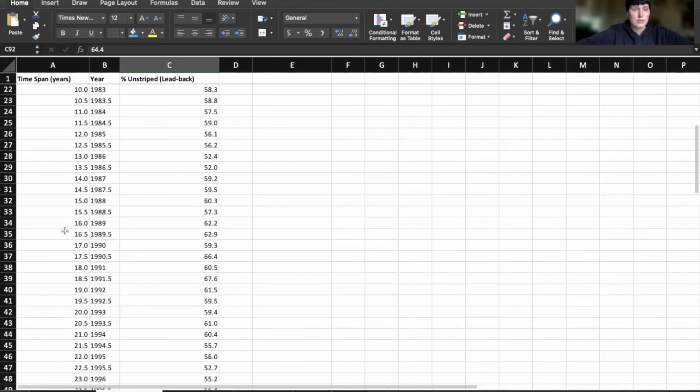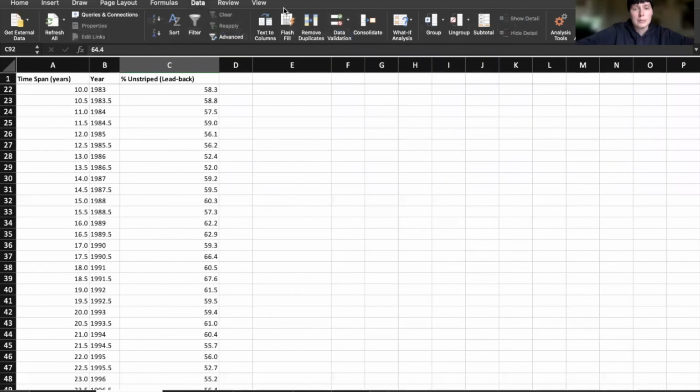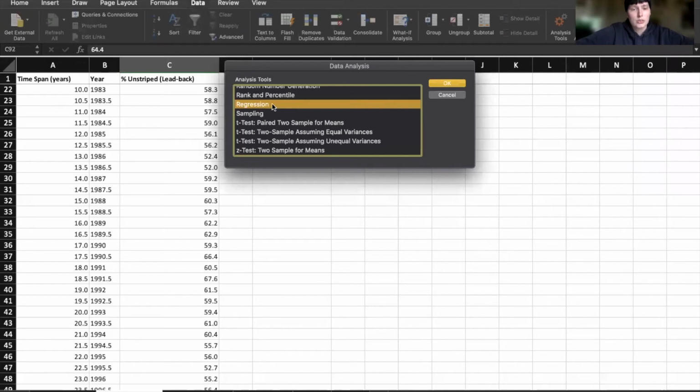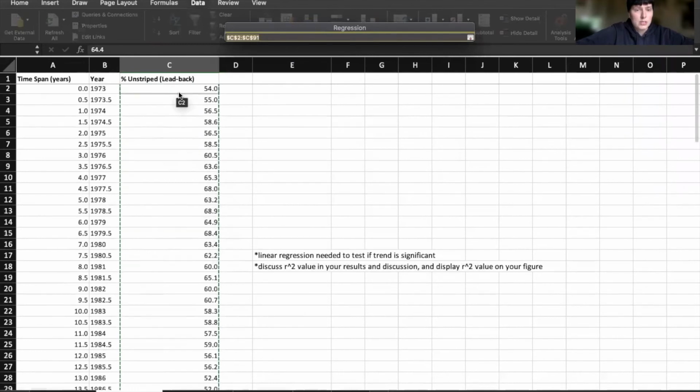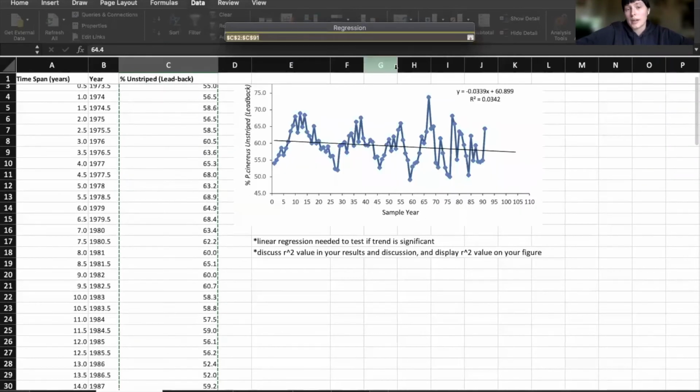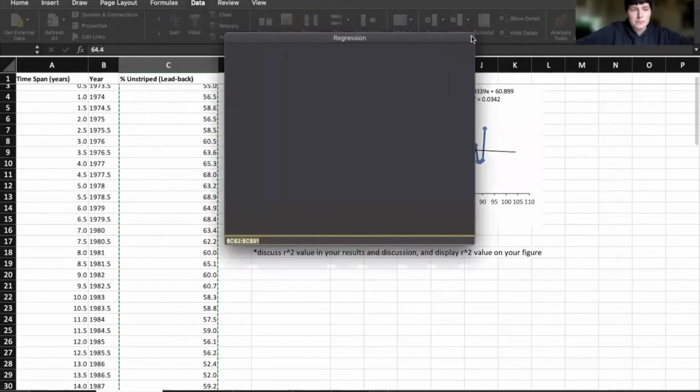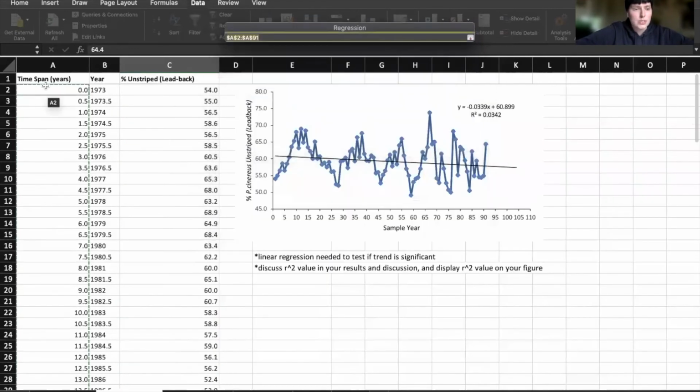To determine if there is a trend, whether it's positive or negative, is there a percent increase, are the percent lead backs increasing or decreasing? If you want to find out if that is significant, we're going to run a linear regression. To do that, we're going to go up to the data column. You're going to get your data analysis tool pack, and you're going to use the regression. You're going to select your Y range, and that's going to be the column that says percent lead back or percent unstriped. And then the X range is going to be time span.